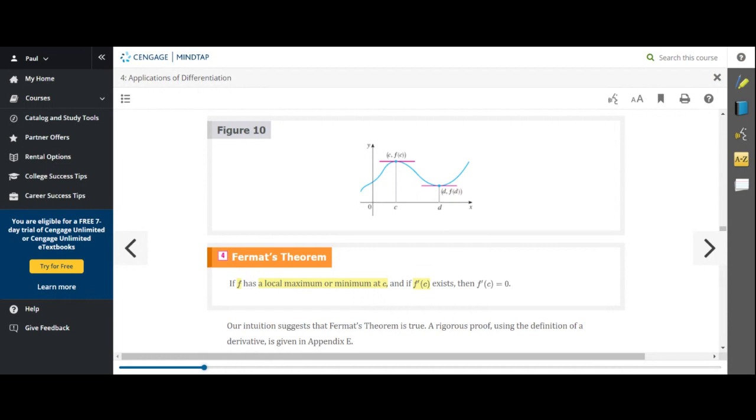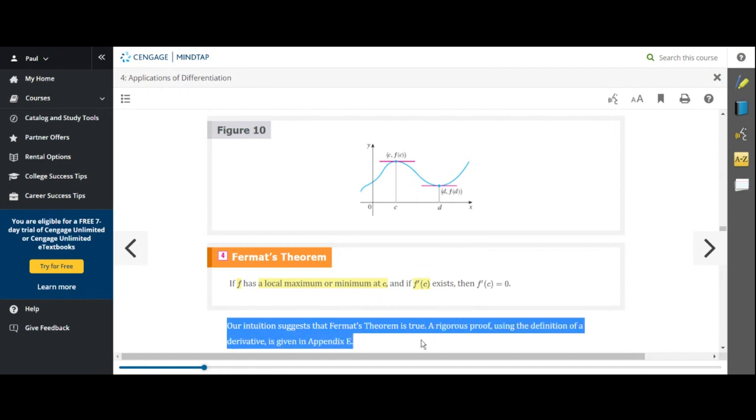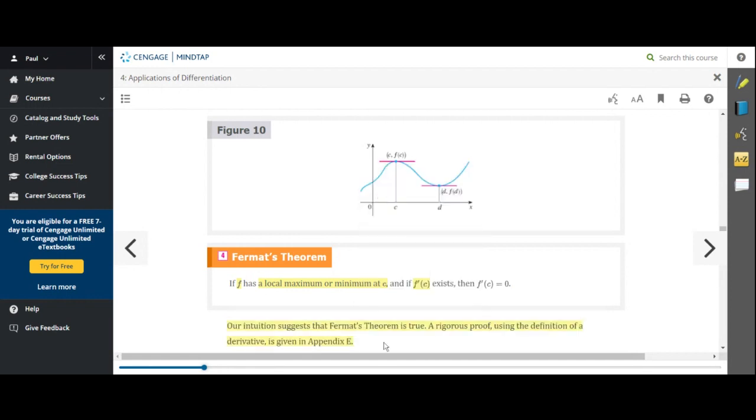Okay, so I think we're probably ready to look at some examples, but are there any questions? Oh, how do you prove that? They mention here, our intuition suggests that Fermat's theorem is true. A rigorous proof is given in Appendix E. So in your book, in Appendix C, there is a rigorous proof of it.